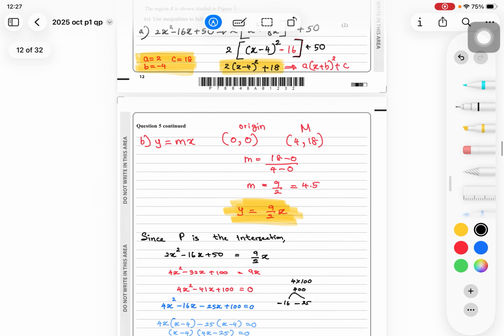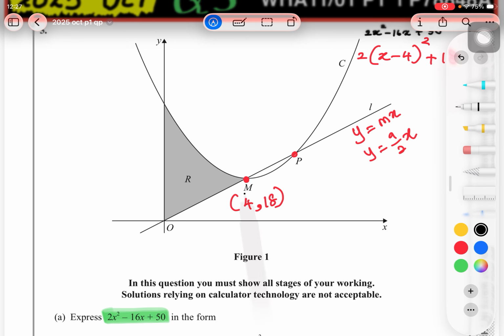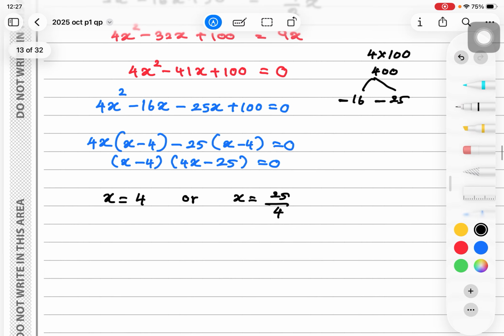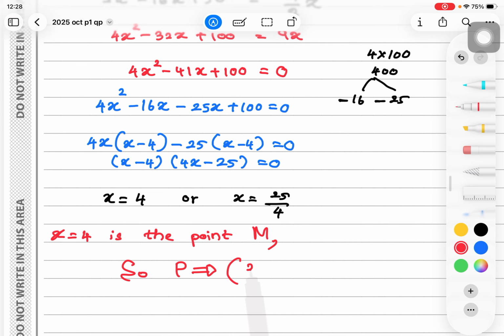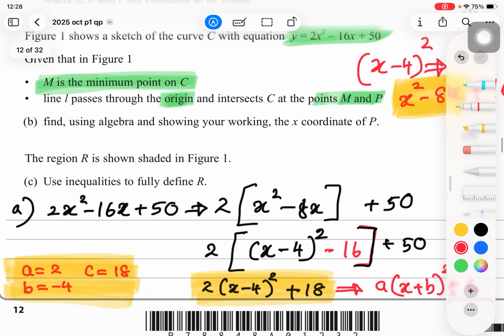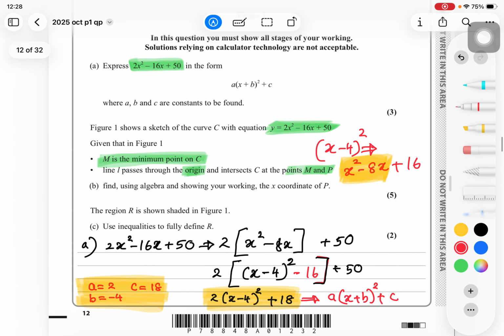And we know x equals 4 is the point M. So we got two coordinates. There are two intersection points, but M is the coordinate with 4, so P has to be the other one. So the P coordinate is going to be 25 divided by 4, comma, maybe y. In the question, they are only asking for the x coordinate of P. Since they are asking only the x coordinate of P, we have the answer.